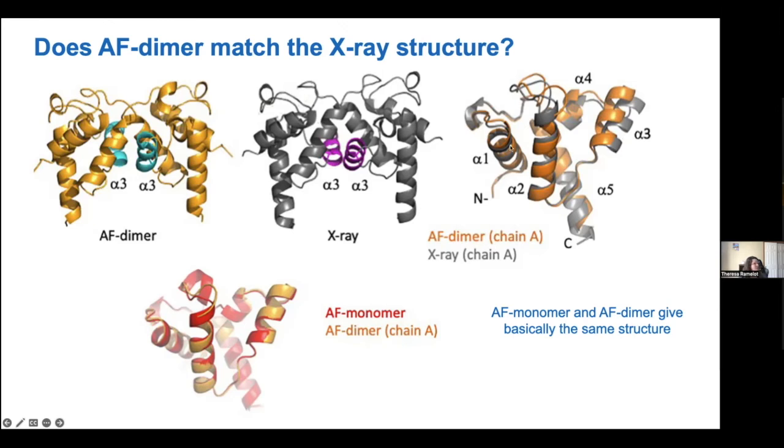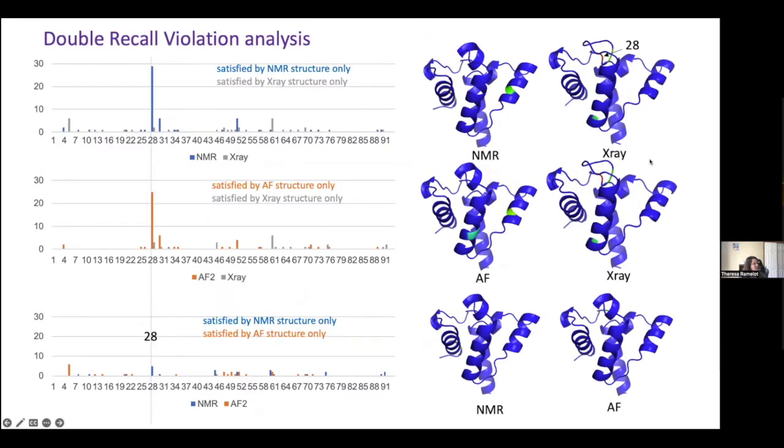If you look at global scores, you might not catch it, but we can look specifically to see where these differences are coming from. So the thing we developed is called the double recall violation analysis. What it's doing is it takes your peak list from your NOESY data, and you look at peaks that can correspond to an NOE that is satisfied by the NMR structure only, but then not by the X-ray structure, for example.